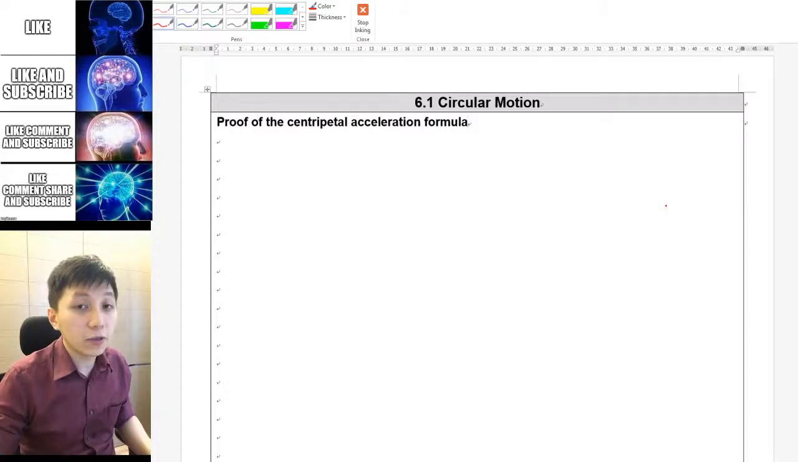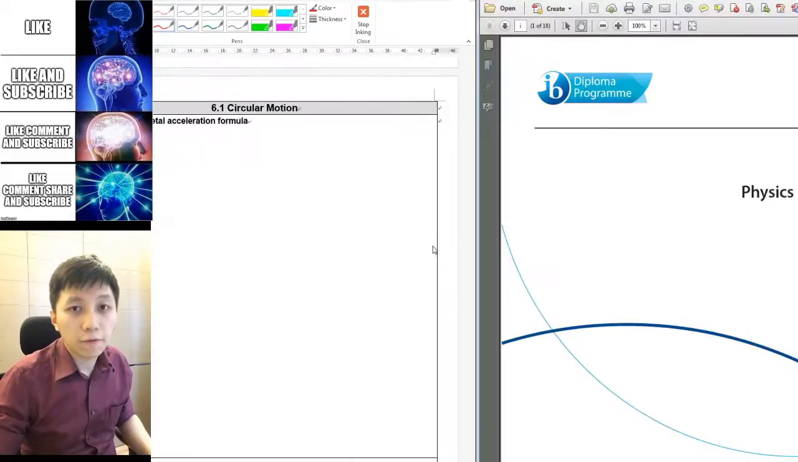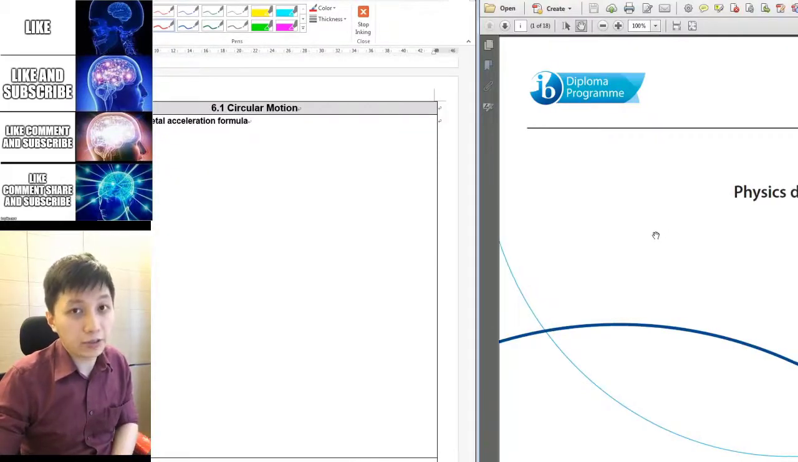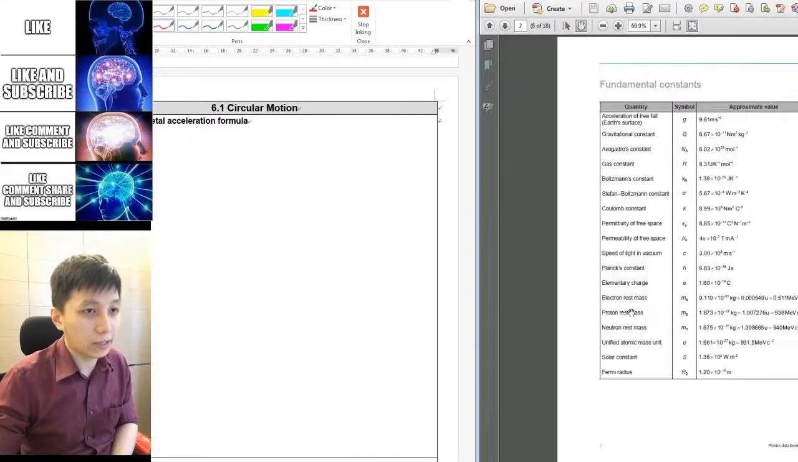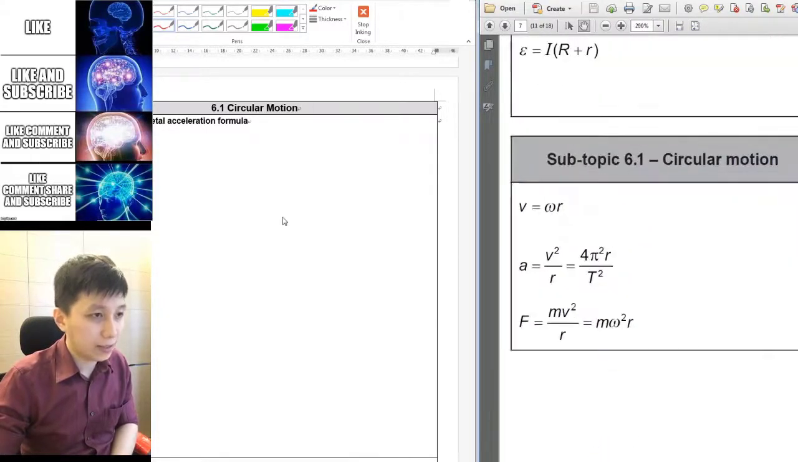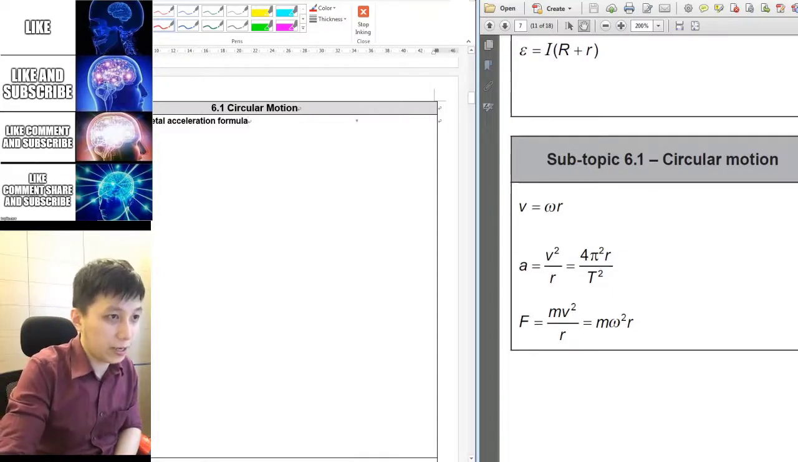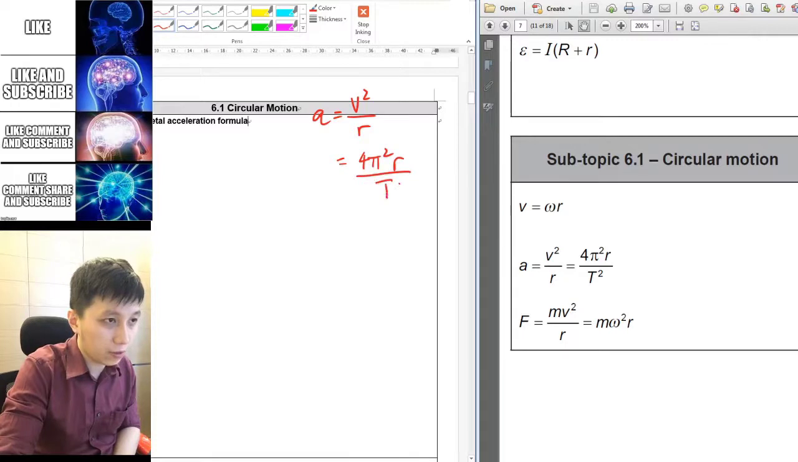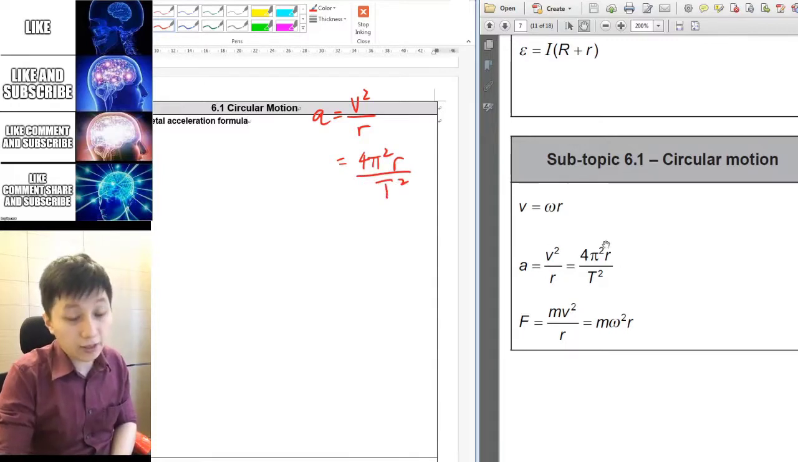Hi, in this video you learn how to derive the centripetal acceleration formula. First of all, let's take a look at the equation that we need to derive first. So in your data booklet, actually you can find it in topic 6. And so let's just copy here. We have a equals v squared over r, or we can have 4 pi square r over t squared. So you can find the two different forms of representing centripetal acceleration formula here.